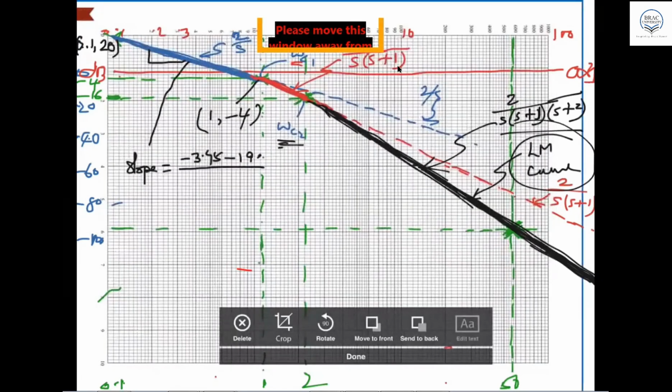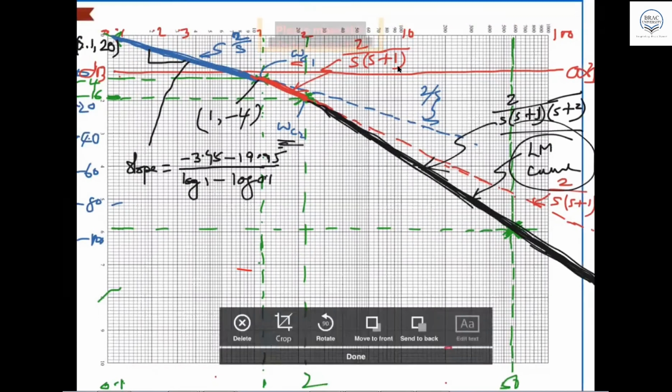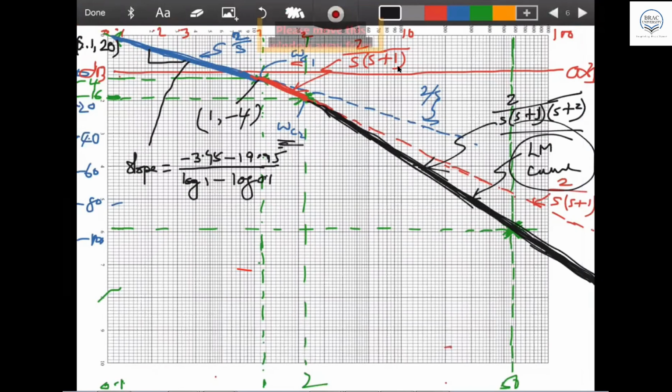Minus 19.95 divided by log 1 minus log 0.1. Good. That is the answer. Log 1 minus log 0.1. Remember, this is the answer, not 1 minus 0.1, because this x-axis is not the normal axis. X-axis is the log axis. So it will be log 1 minus log 0.1. On the top is what? Normal axis, dB.